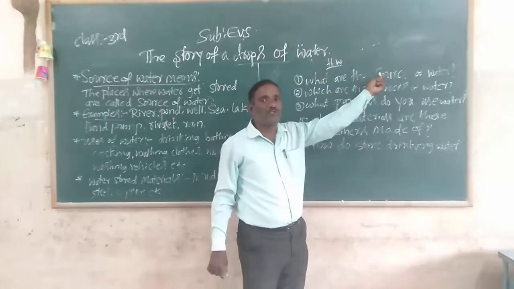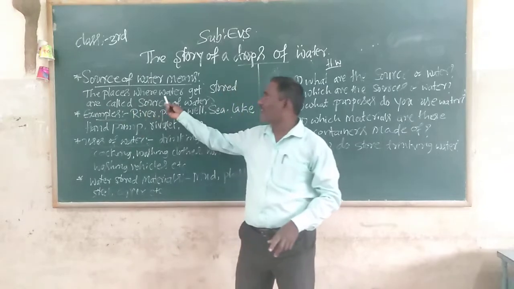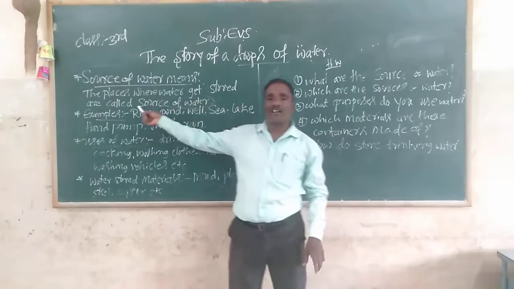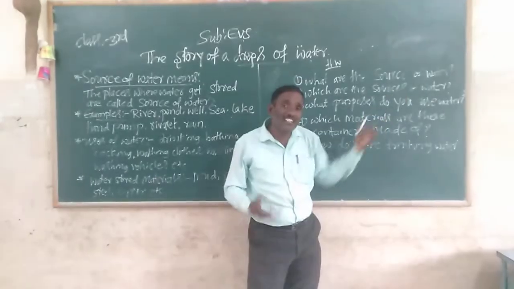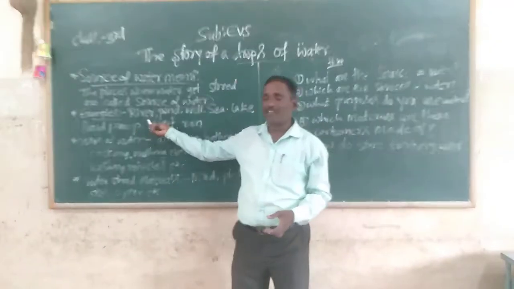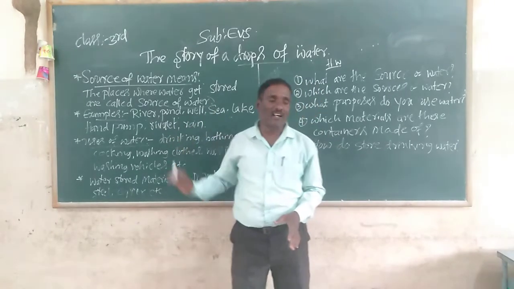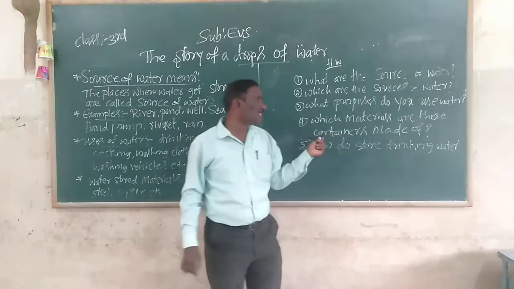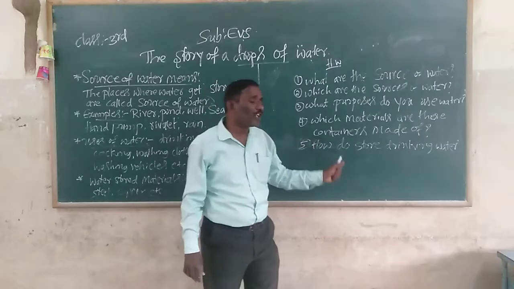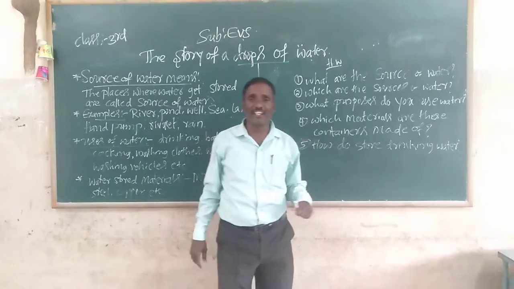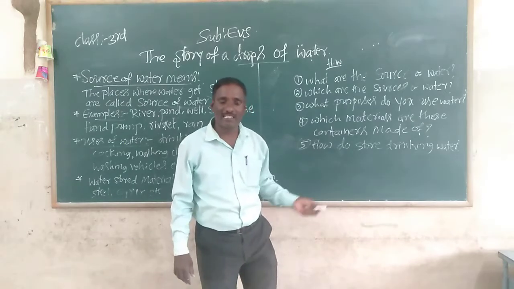What are the sources of water? The places where water gets stored are called sources of water. Which are the sources of water? Examples: river, pond, well, sea, lake, etc. And then, which materials are these containers made of? Which materials are used to store water? Next, how do you store drinking water? Answer this question. Do you understand this lesson?